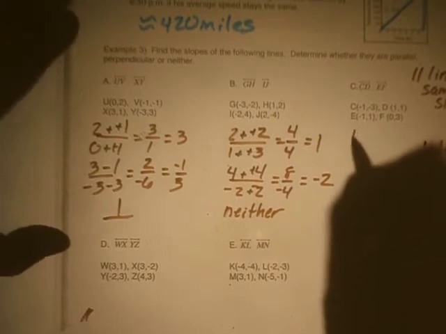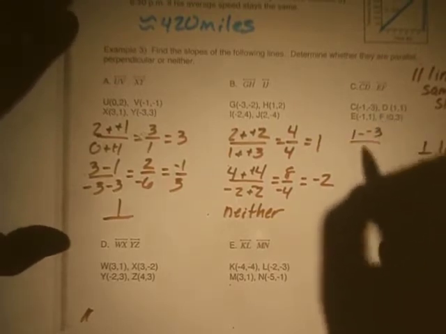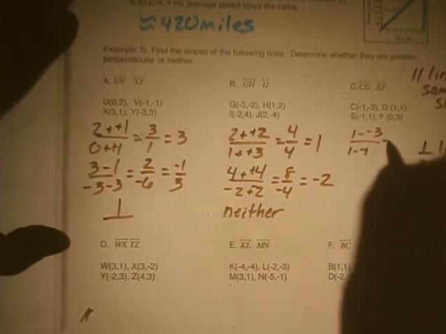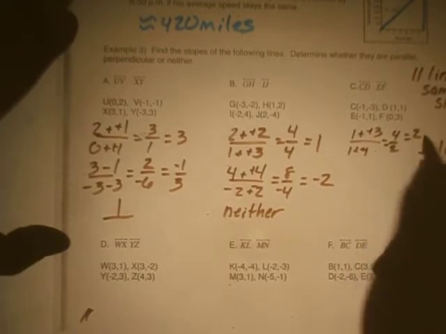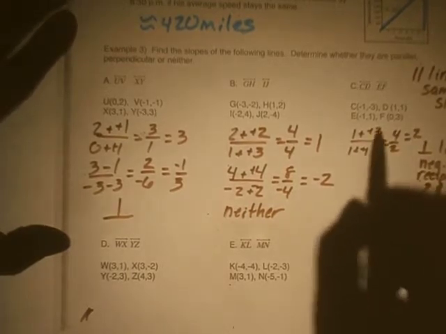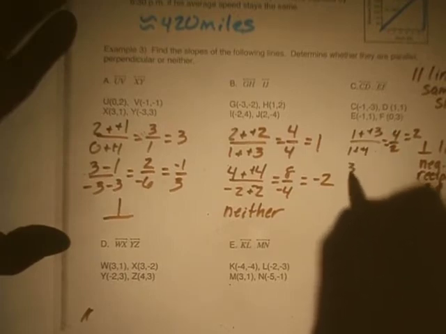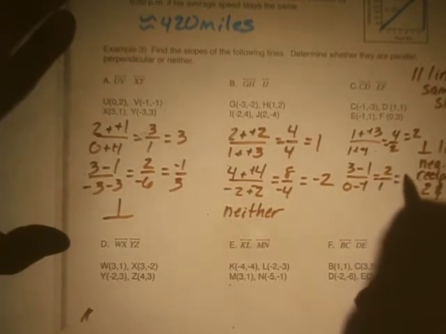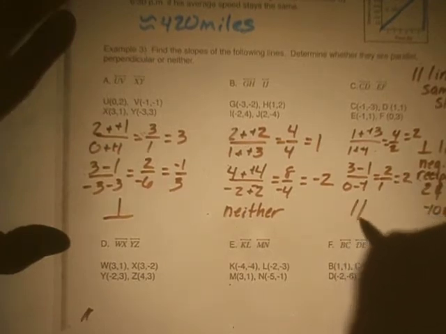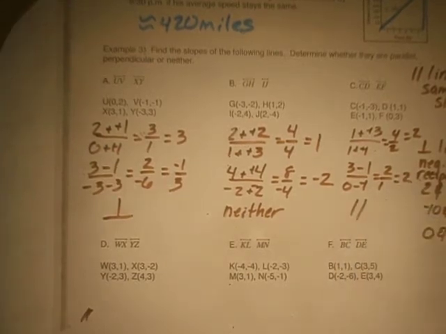Letter C, 1 subtract a negative 3, 1 subtract a negative 1 becomes 4 over 2, which is 2. And the second line, EF, 3 subtract 1, 0 subtract a negative 1 is 2 over 1, which is 2. So those lines are parallel.